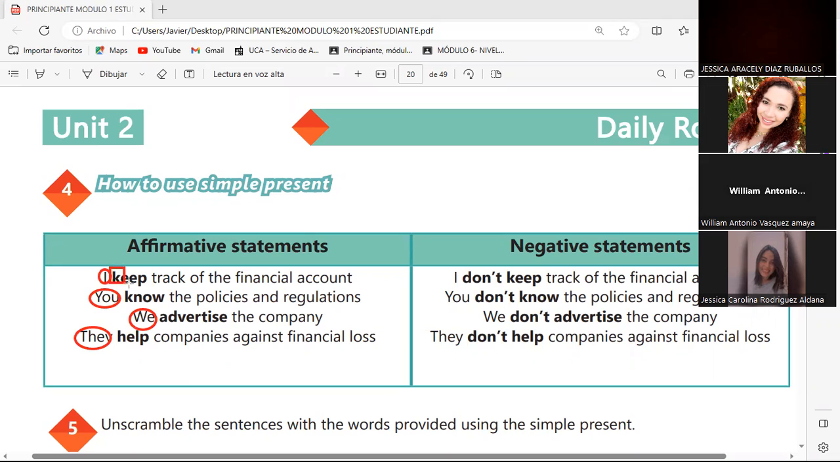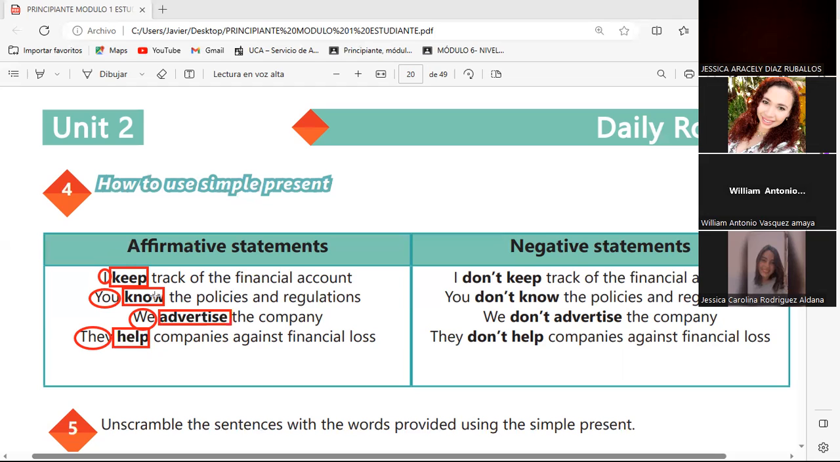In this case, it is keep, know, advertise, means publicitar, right? And help. Okay? So it's simple. Simple present in affirmative is subject and verb. Subject and verb.